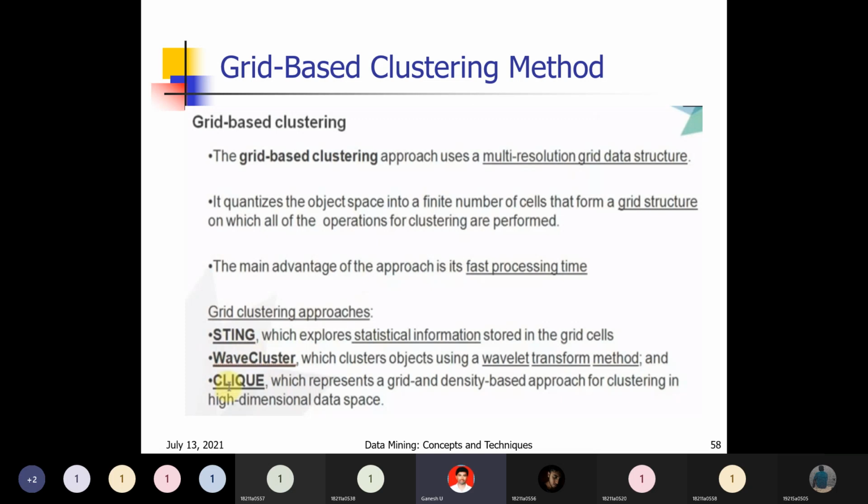Grid clustering approaches: there are three approaches, STING, WaveCluster, and CLIQUE. STING explores statistical information stored in grid cells. In grid cells, what are we storing? Statistical information. Statistical means count, mathematical information, such as how many points are there in that particular grid cell. That is STING.